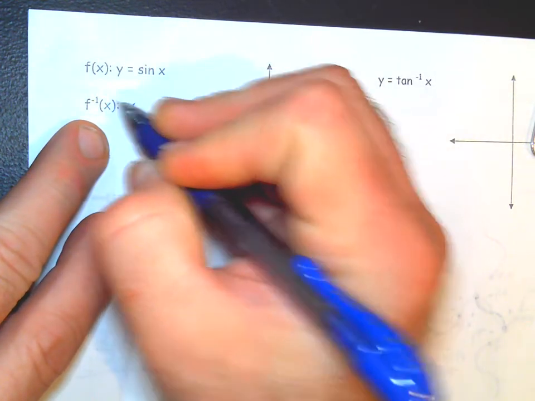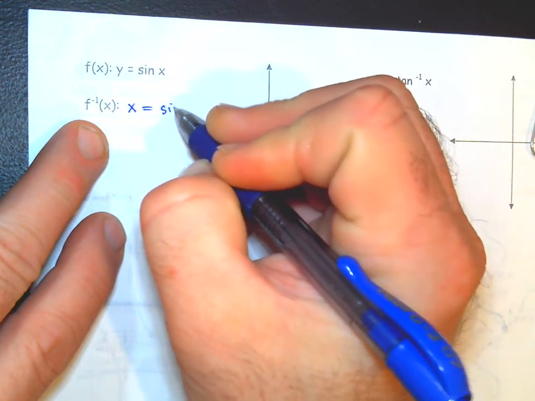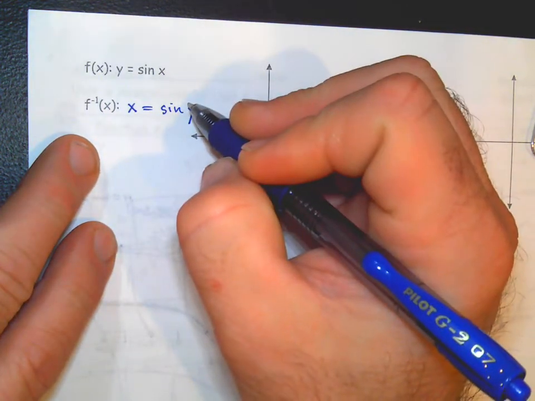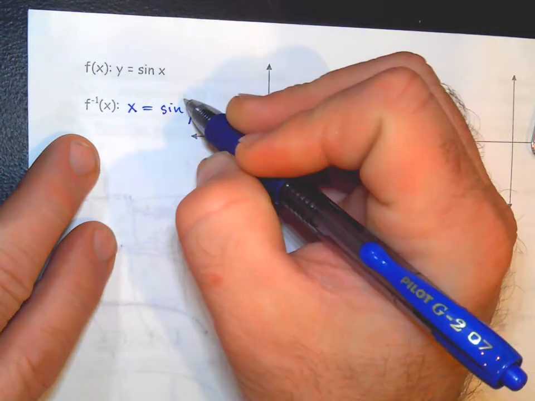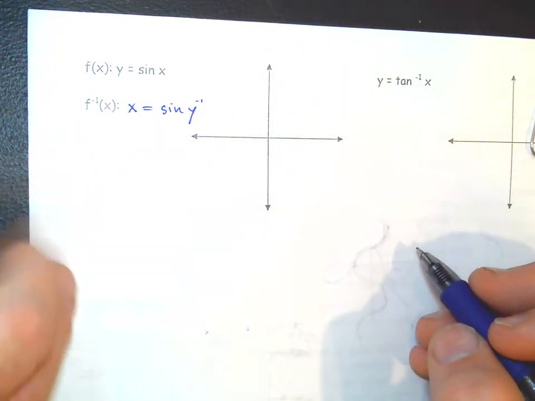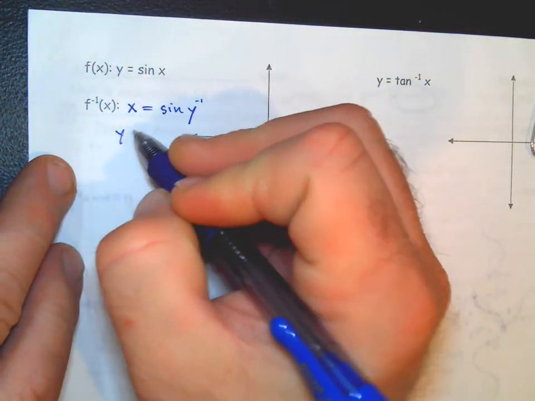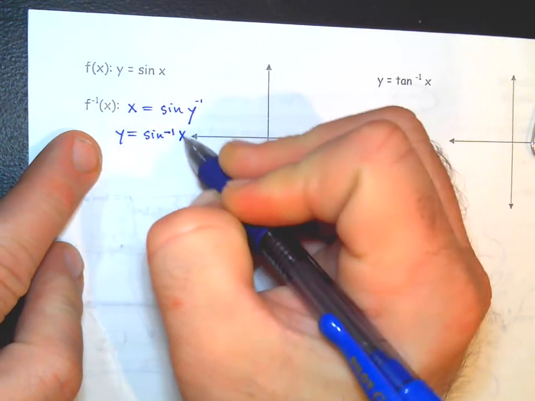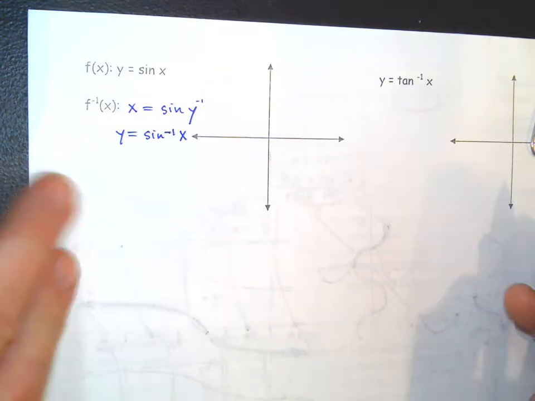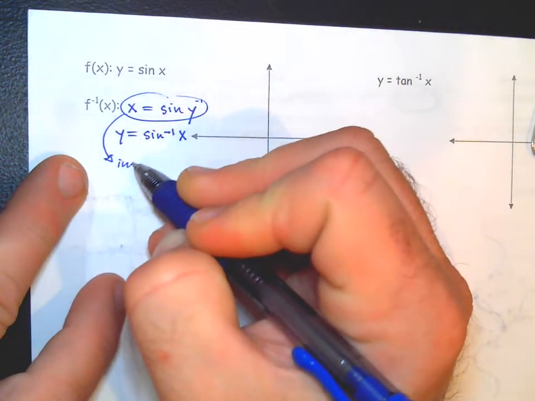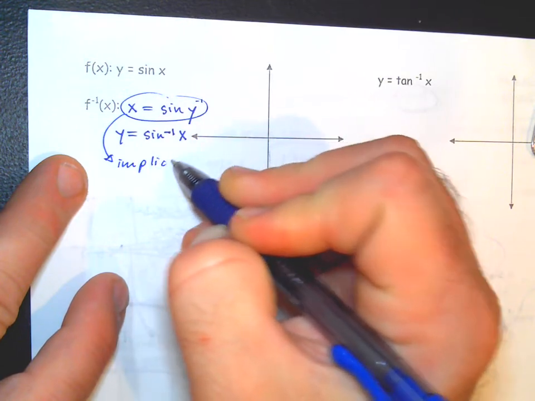So if you want to find the inverse, you swap x and y, right? And so this is your inverse graph right here. And if you were to solve, you would say, okay, well, if I'm trying to get y by itself, I got to take the inverse sine on both sides. So that's what we're trying to do. But let's go with this and use implicit differentiation.